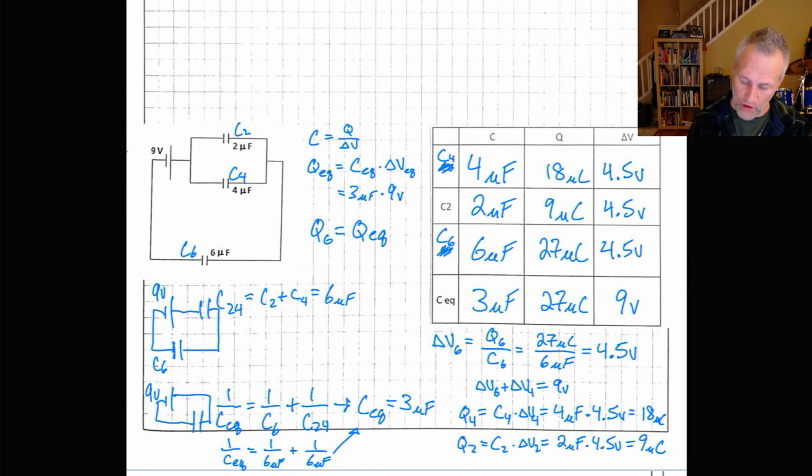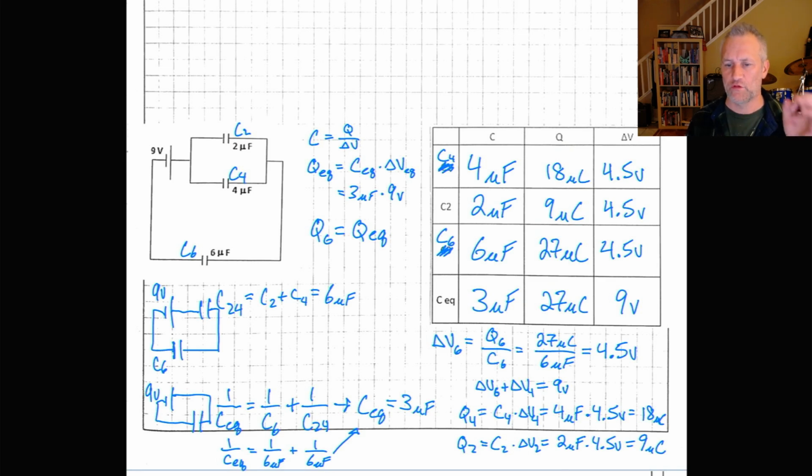And then I know that these have to add up to 9 volts. These would also have to add up to 9 volts. And then once you know two of them, you can find the third. And I know that because these two plates are connected straight back to the battery, those two together have to be the same as the equivalent charge.